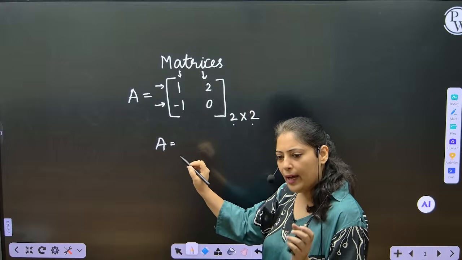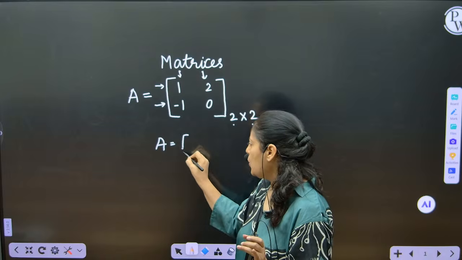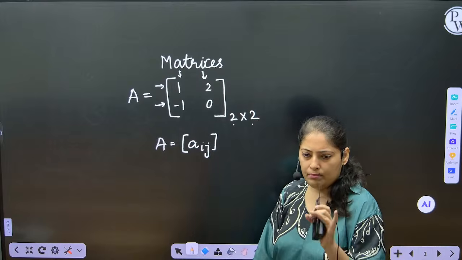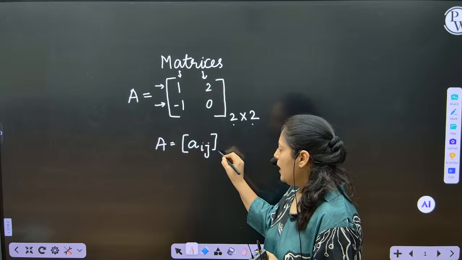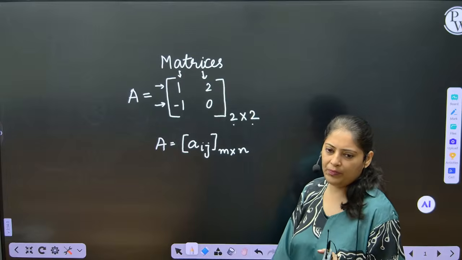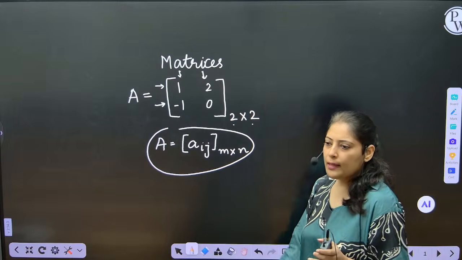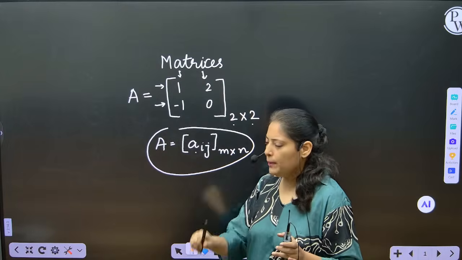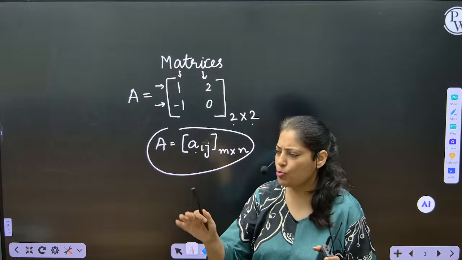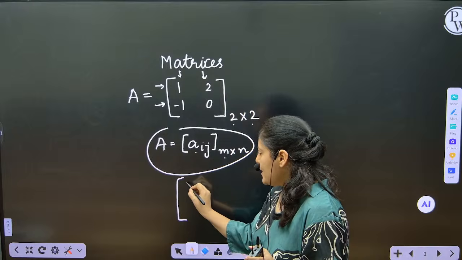So now today I am telling you how to write a matrix. Suppose a question is given like this, Aij, and this bracket is given to you, and suppose order is given as m cross n. So this is the way to write a matrix. This means elements will be of the form A11, A22, A33 and so on, like A12, A13, and so on.